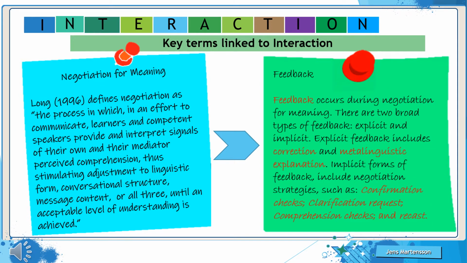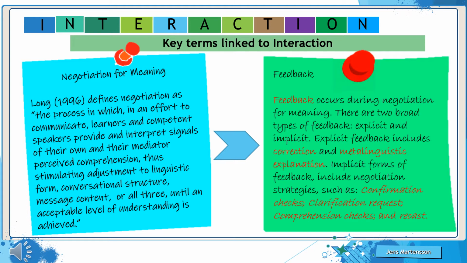First is negotiation for meaning, where Long defines negotiation as the process in which, in an effort to communicate, learners and competent speakers provide and interpret signals of their own and their interlocutor's perceived comprehension, thus stimulating adjustment to linguistic form, conversational structure, message content, or all three until an acceptable level of understanding is achieved.